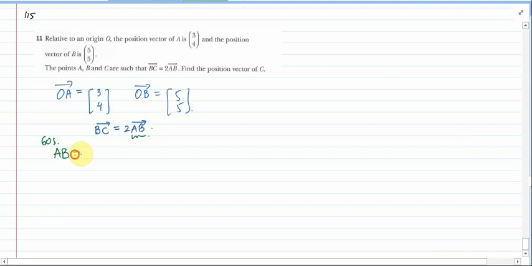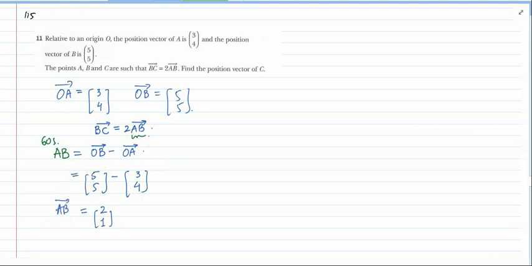Alright. AB is what? AB is OB minus OA. If you remember the working formula, then it is quite easy to find the vector AB. So OB is (5, 5) minus OA, which is (3, 4). So 5 minus 3 leads to 2 and 5 minus 4 leads to 1. That is vector AB.